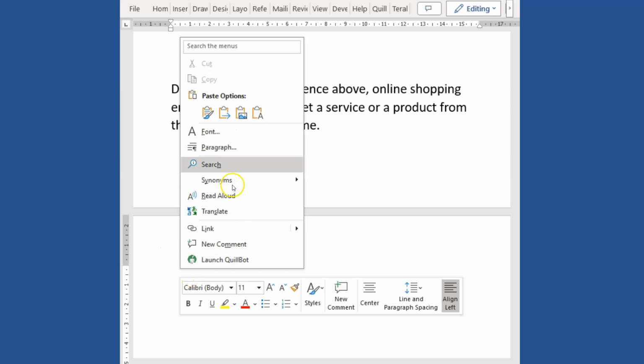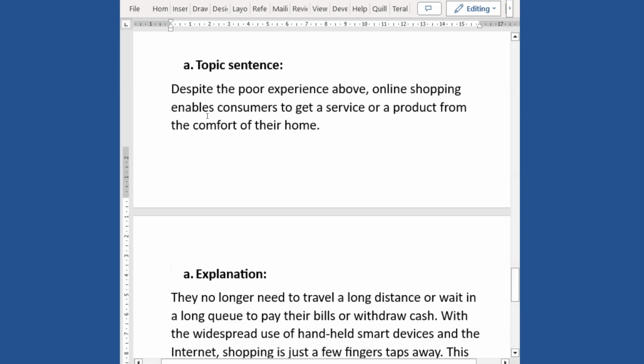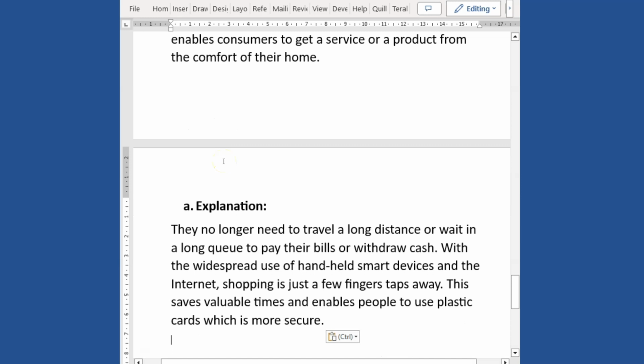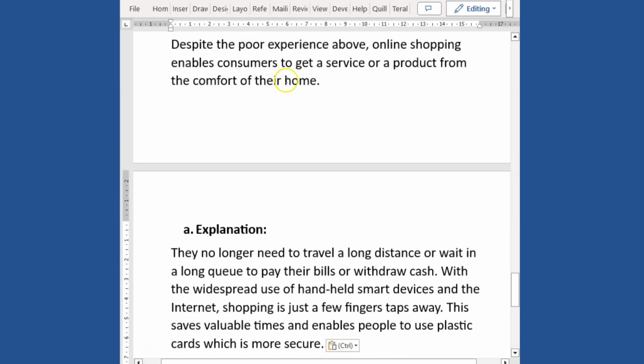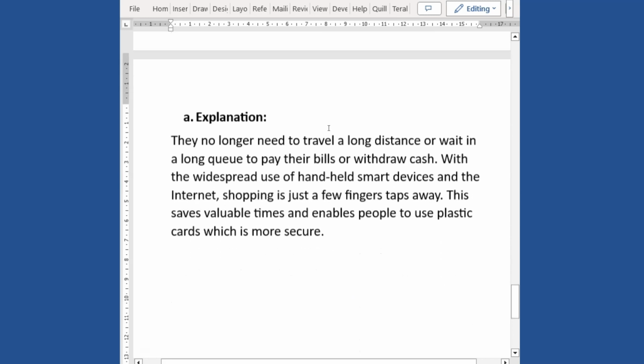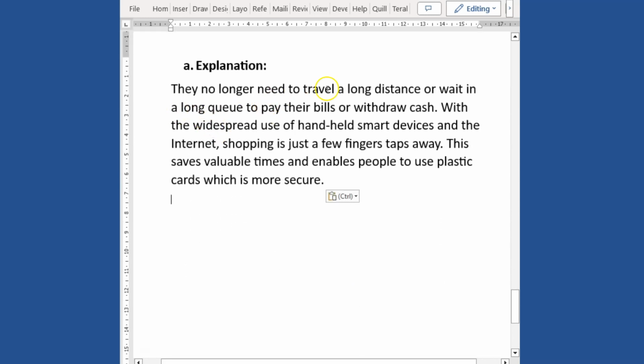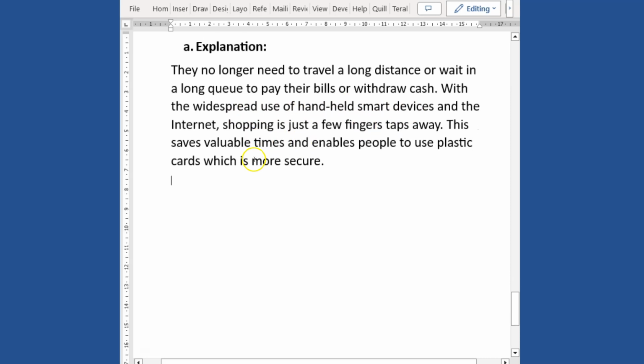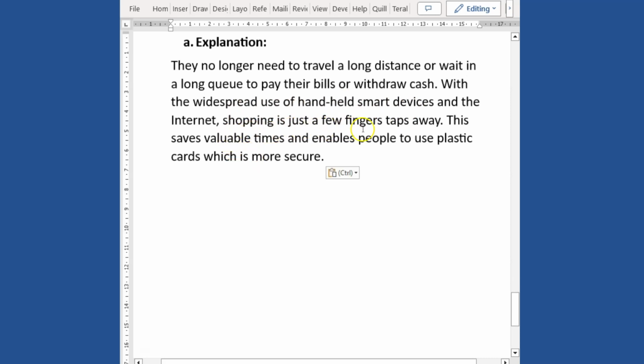So I'm going to explain how the internet has made people's lives easier and able to get everything from their home. Despite the poor experience above, online shopping enables consumers to get a service or a product from the comfort of their home. They no longer need to travel a long distance or wait in a long queue to pay their bills or withdraw cash, right? With the widespread use of handheld smart devices and the internet, shopping is just a few finger taps away.